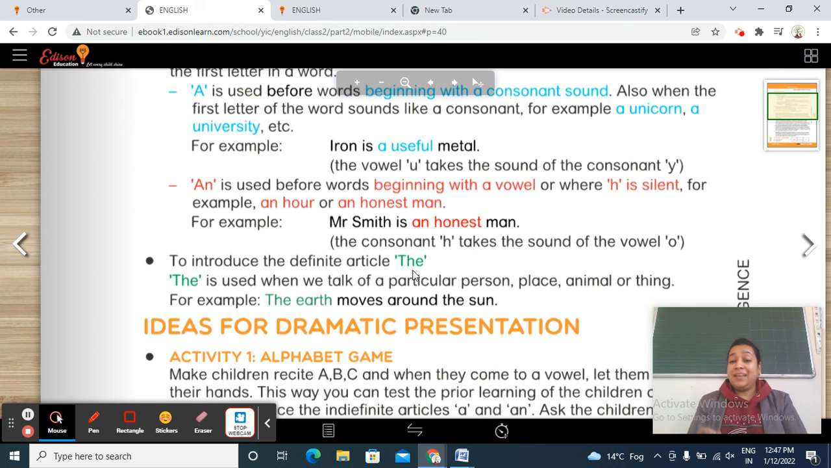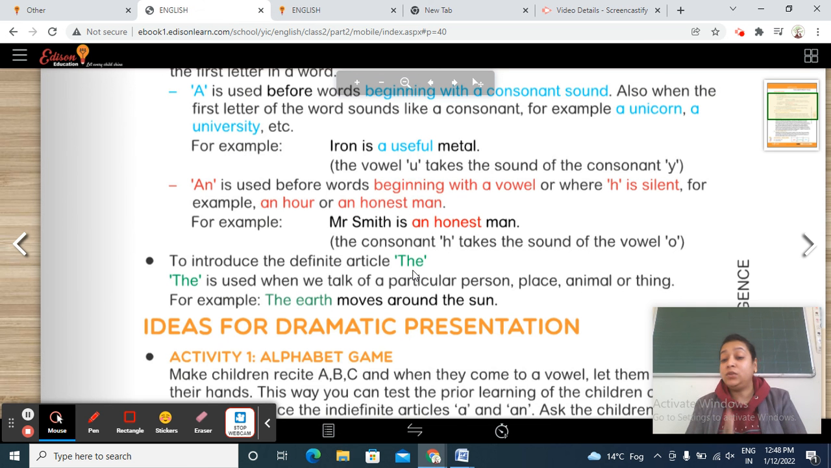And when we're talking about the specific thing, for example, I'm talking about one particular pen, then I'm going to write the pen, the red pen. I'm talking about the particular red pen. Okay? The earth. There is only one earth, there is only one sun, there is only one moon. The earth moves around the sun. The sun.